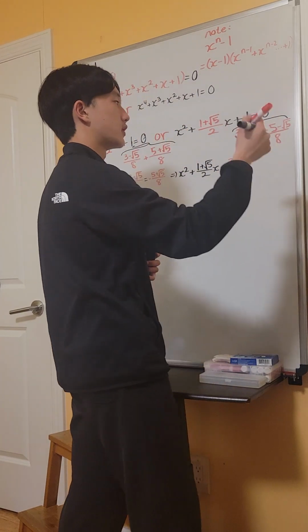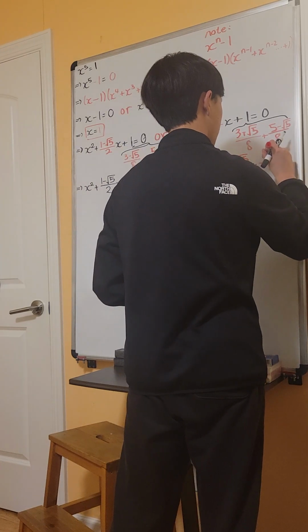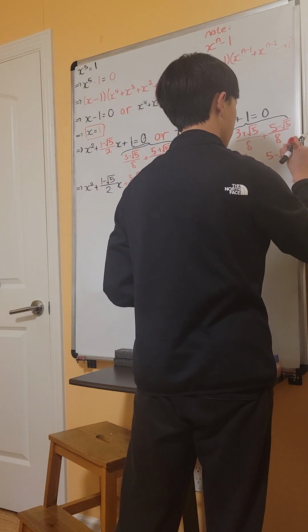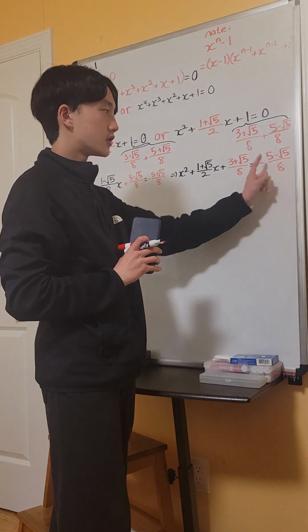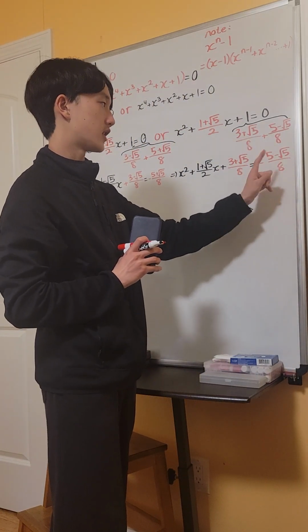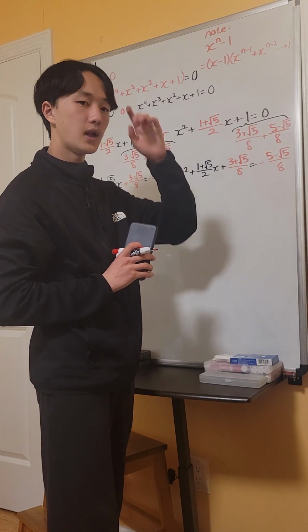Plus that, but we move it to the other side because we don't want it on our left side interfering with us. So we just get negative 5 minus root 5 over 8. Why don't we just multiply the negative in and just reverse the order of subtraction, right? Instead of 5 minus root 5, we can make this root 5 minus 5.